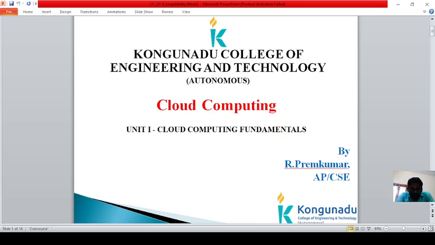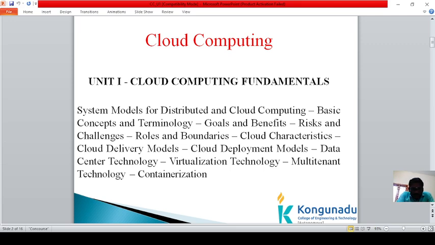So in this session, I'm going to explain cloud computing basics. In this, we are going to discuss 5 units. In the first unit, we are going to discuss cloud computing fundamentals. In that, we have many topics in the first unit.